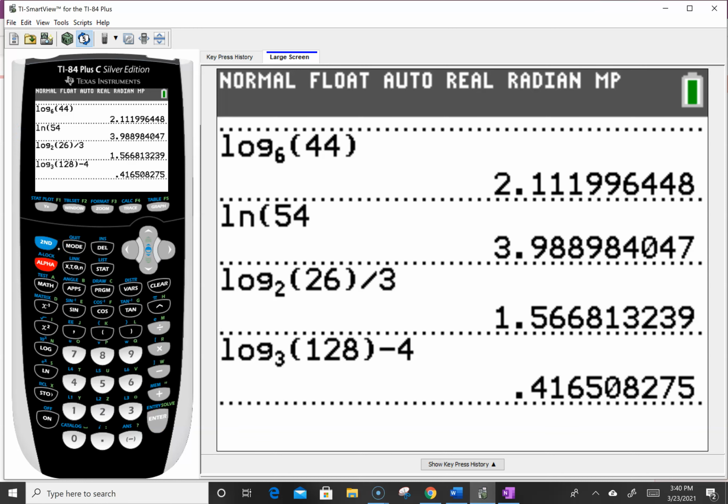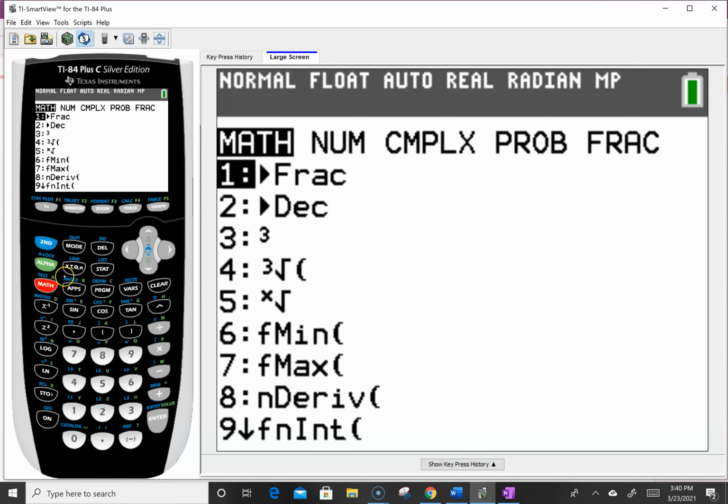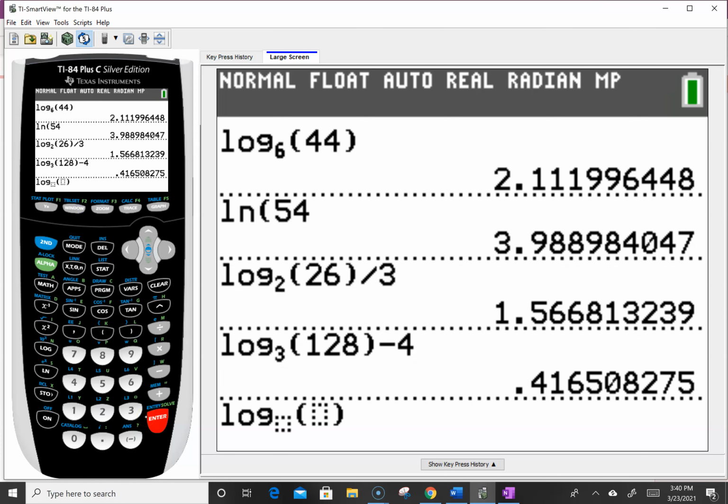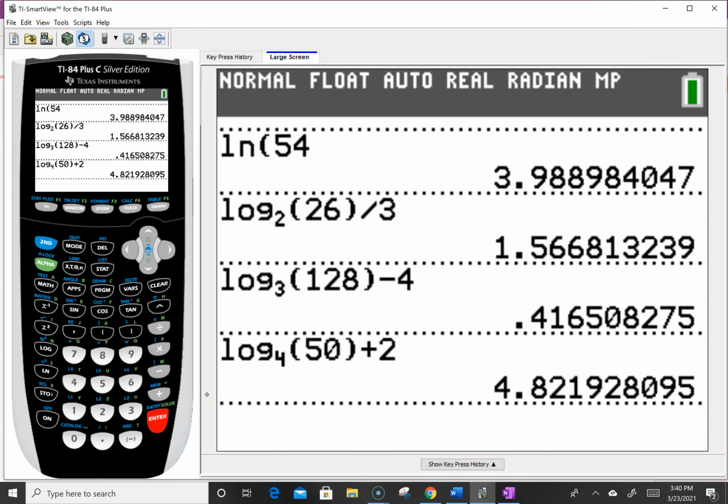So in our calculator, to get the log with a different base, at the math menu, go up to option A. So I'm going to have log base 4 of 50, and then get out of the parentheses. I need to add 2 to that answer, and that's going to give me 4.822.